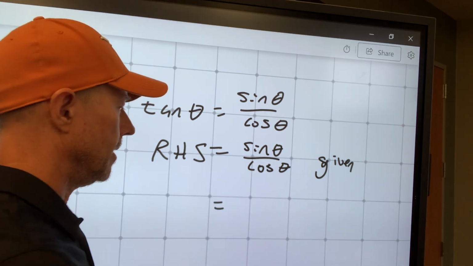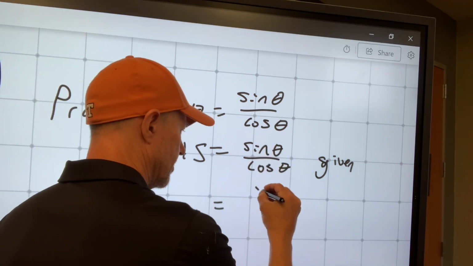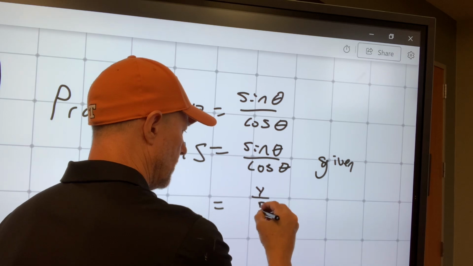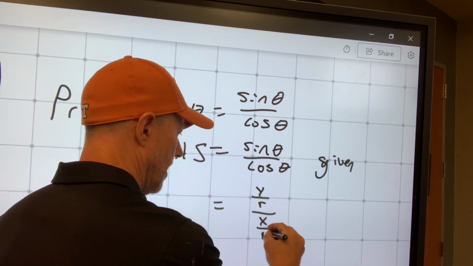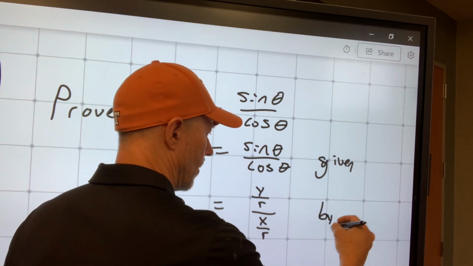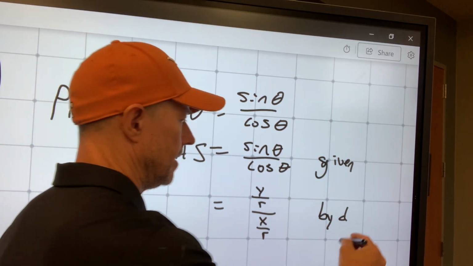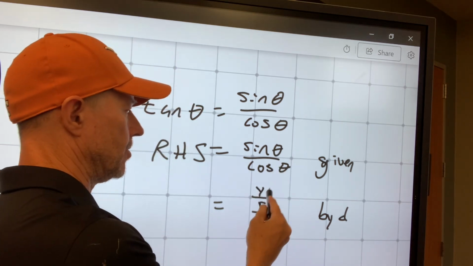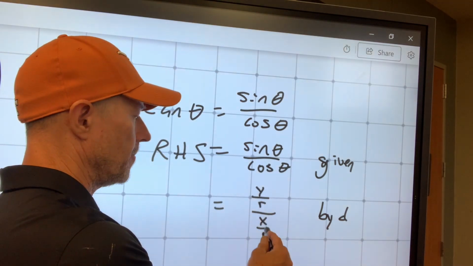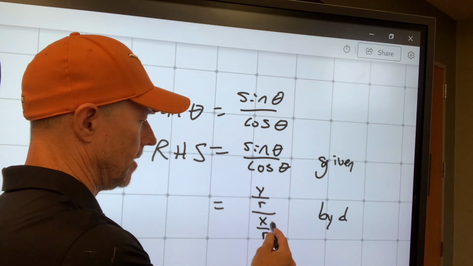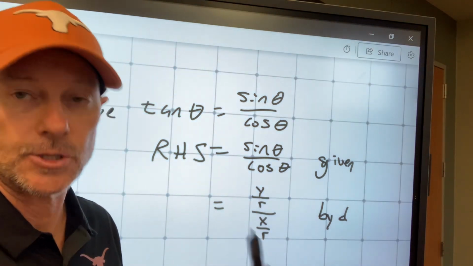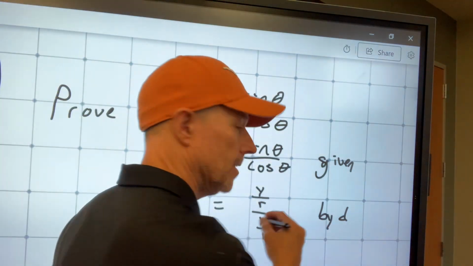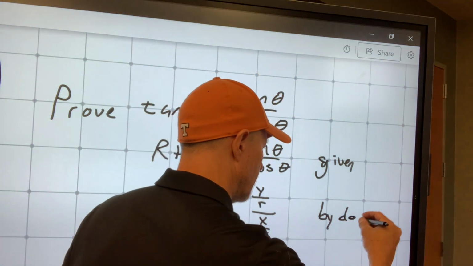I'm going to plug in the definition for sine. The definition of sine is y over r. And I'm going to plug in the definition for cosine, which is x over r. And this is just by definition. That's the definition of sine, that it maps theta to the y coordinate over the radius, and cosine maps the angle to the x coordinate over the radius, where x and y are the point of intersection between the angle and the circle, which has a radius of r. So this is by definition.